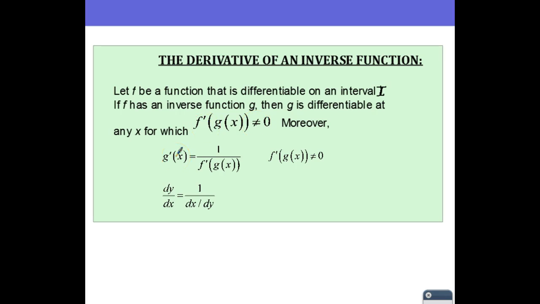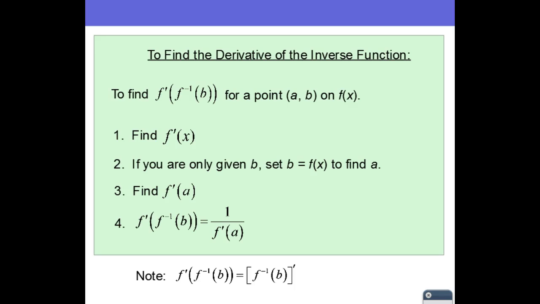And they go on to tell us that g prime of x is equal to 1 over f prime of g of x, which we just showed on the last slide, that f prime of g of x is not equal to 0. Another way of writing this is that dy dx is equal to 1 over dx dy. In other words, 1 over the reciprocal. So steps for finding the derivative of an inverse function.